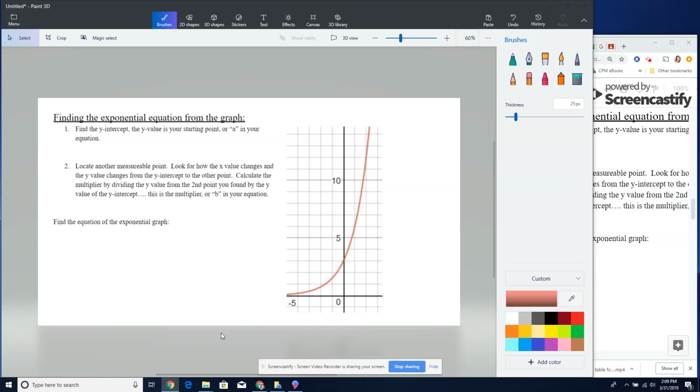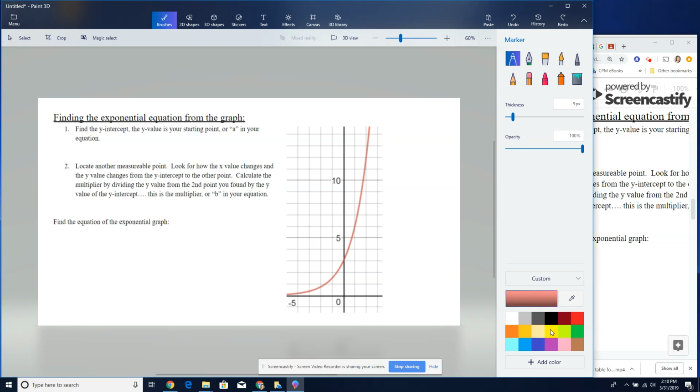All right, so number 1 says find the y-intercept. That's the y value. It's your starting point or your a in your equation. So on your graph, you're just going to go onto the y-axis. That's this up and down right here. And you're going to locate where your point touches the y-axis. So for this graph, it's right there.